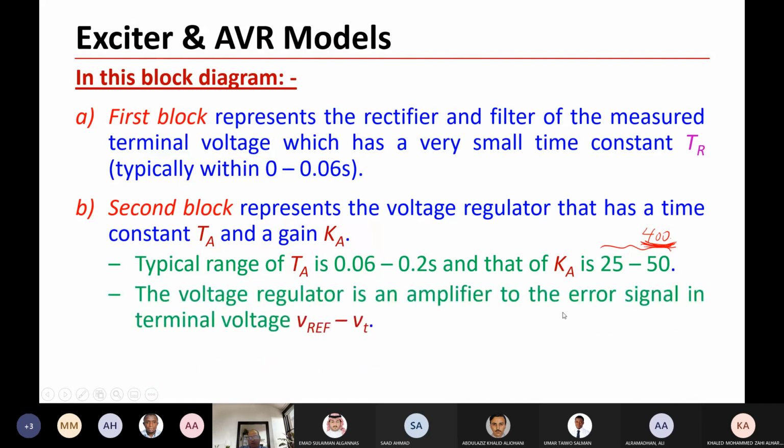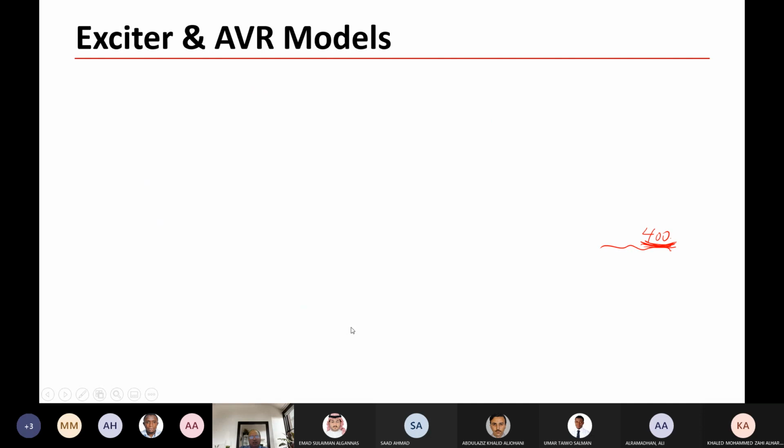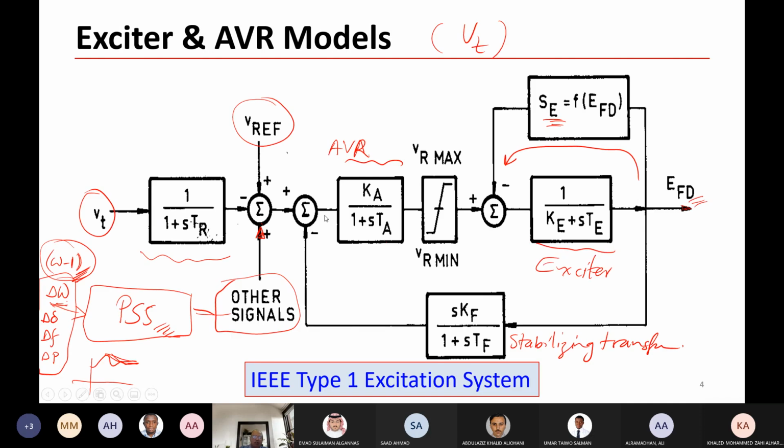The voltage regulator is an amplifier to the error signal of the terminal voltage. So it is like an amplifier to the difference between the reference and terminal voltage. This is delta E here, which is V reference minus VT. And then you multiply it by this gain as if you amplify it. This is just a limiter. You need to limit the voltage here to a maximum and minimum. And then you have this block, which is the exciter.